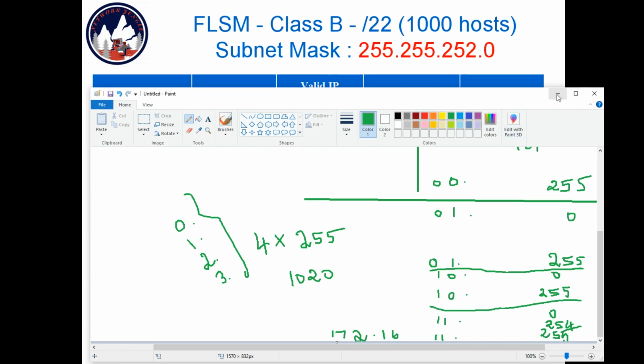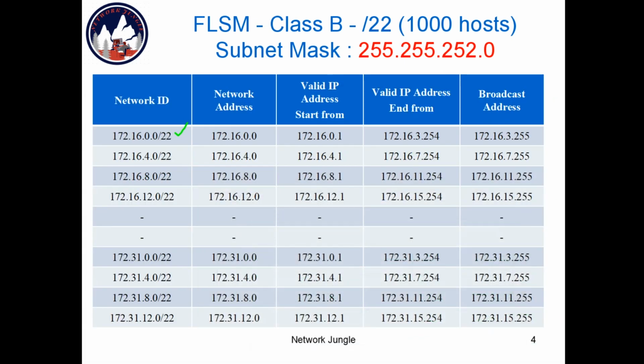Likewise, again, 0, 1, 2, 3. Likewise, you can write another segment, 4.0/22. So we need to choose the successive 4 segments: 4, 5, 6, 7. So 4.1 is the starting IP, 7.254 is the last usable IP, and 7.255 is the broadcast IP for the segment.